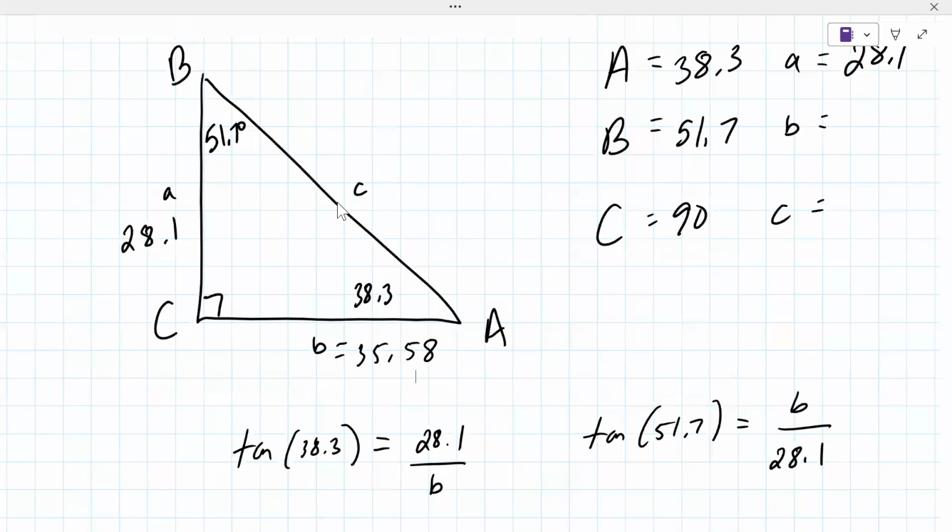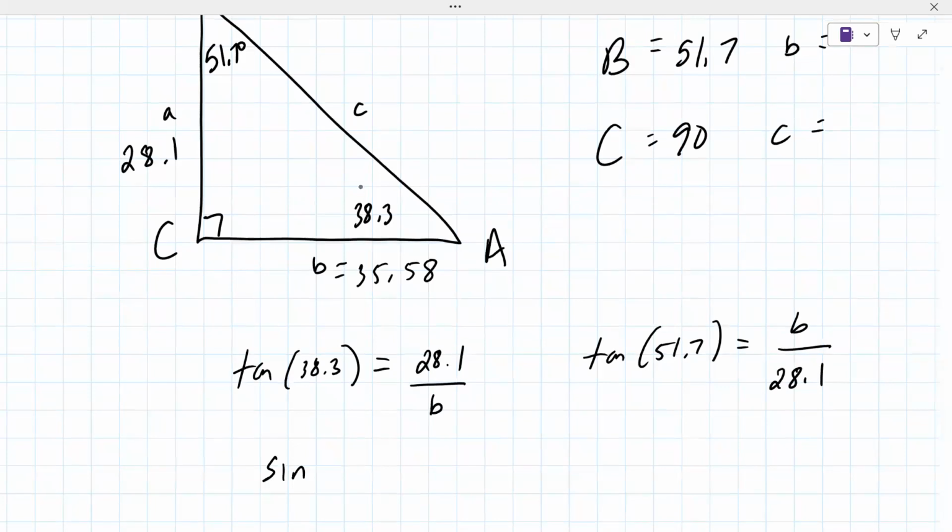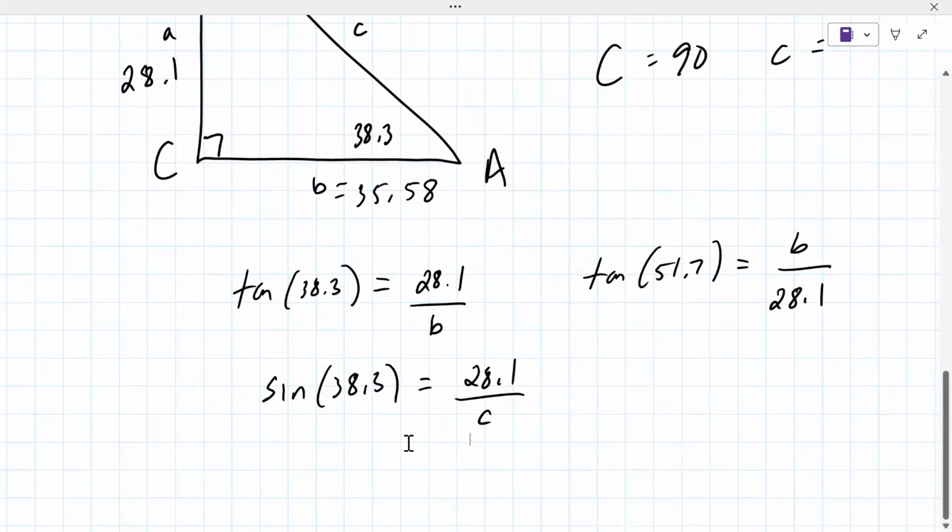Sine 38.3 equals 28.1 over, oh wait, no, over C, because we want the C on the bottom. That's okay. It just means that it doesn't work out as nice. Do you know how to solve this? 28.1 over sine 38.3. Exactly. 45.34.